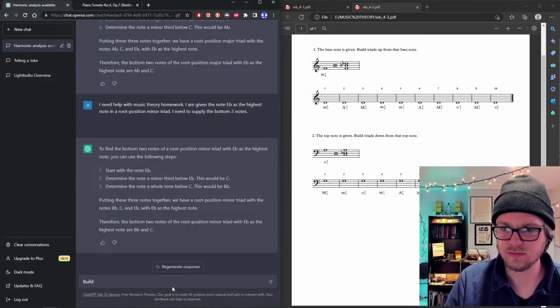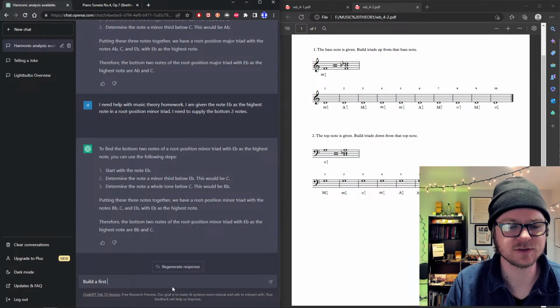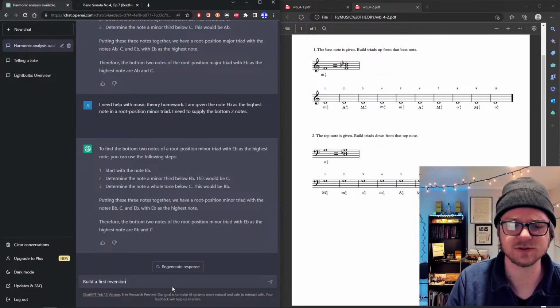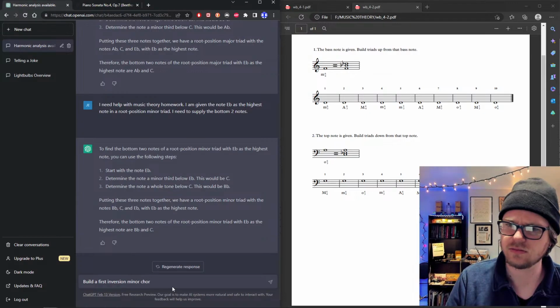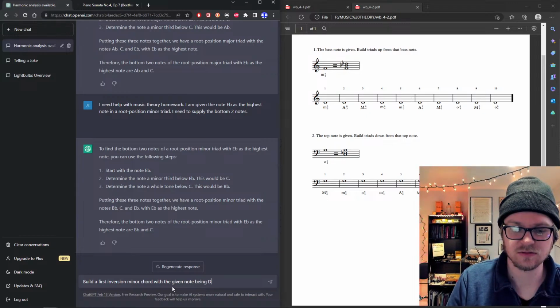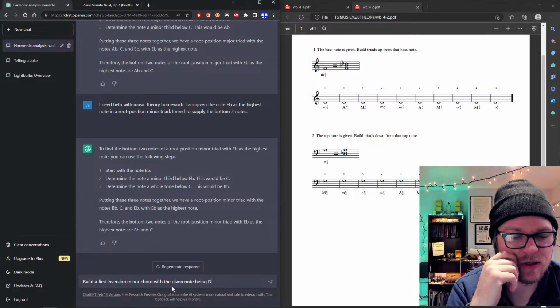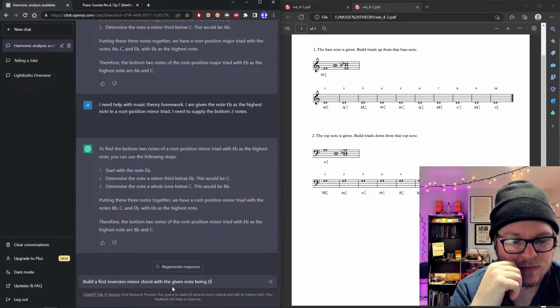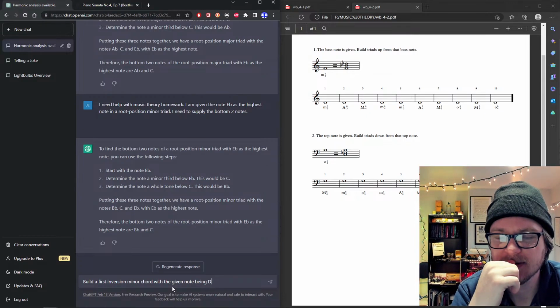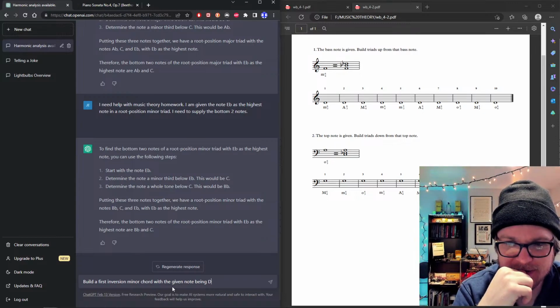Build a first inversion. Here we go. Maybe this. Build a first inversion minor. I think this is okay. Build a first inversion minor chord with the given note being D. Does that make sense? Does that make sense to anybody? Or am I just crazy?